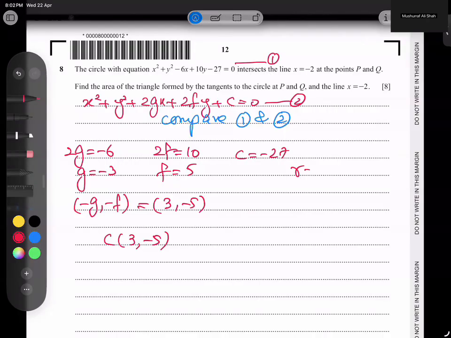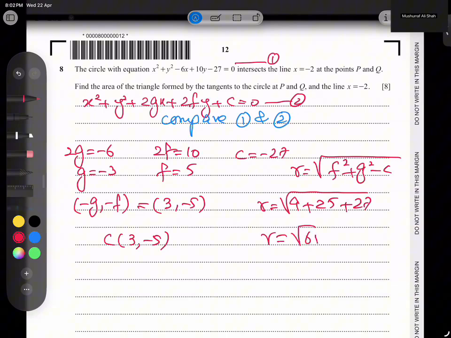Radius, how to get the radius, students? The root of f square plus g square minus c. So g square is 9, f square is 25, and +27 because negative into negative is positive. If you add them, 9 plus 25 plus 27 is 61. Let me check again. 9 plus 25, yes, so root 61. We can leave root 61 as it is, but as a teacher, I make a rough idea, 7.81. Though it's not important, it will help in sketching. That is why I found this radius, just for the sake of understanding.